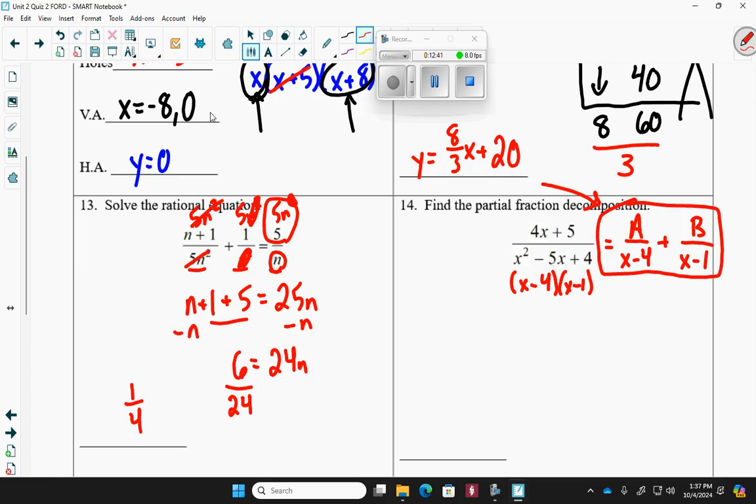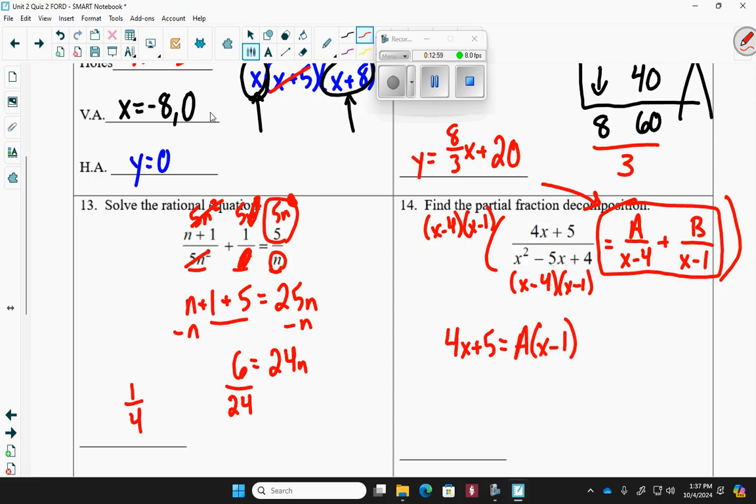All right, so most of you guys know we have to multiply this entire thing by x minus 4 and then x minus 1. So when I do all that, it turns into 4x plus 5 is equal to A parenthesis x minus 1.